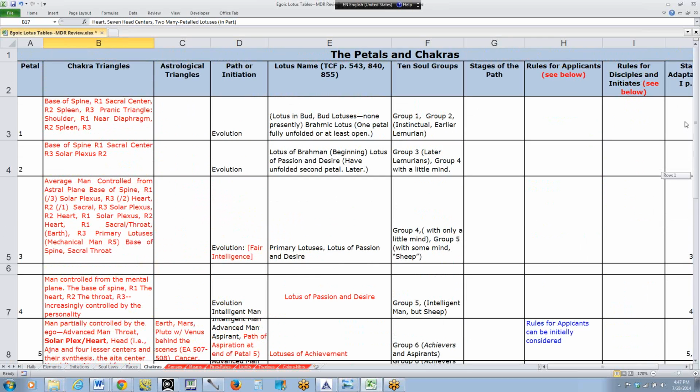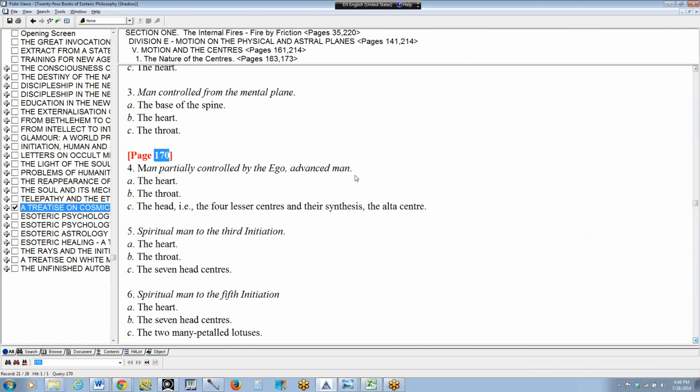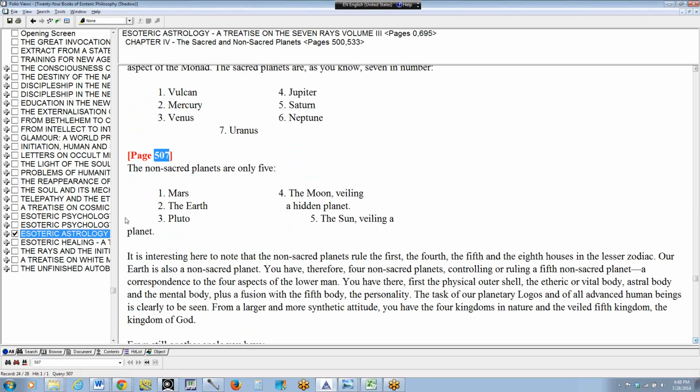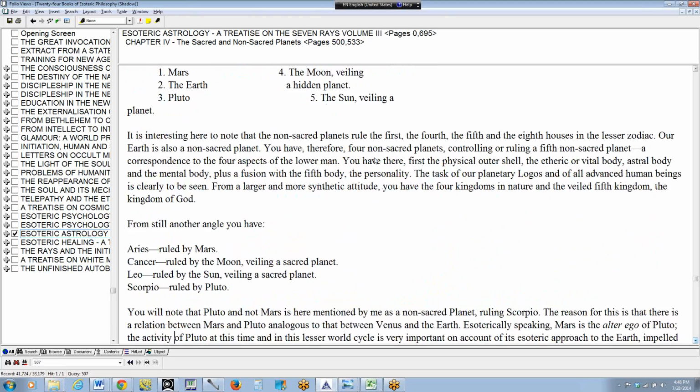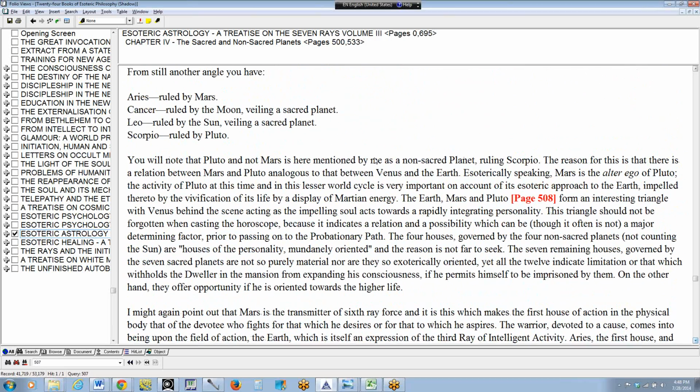We only begin with petal number 5, astrological triangles, Earth, Mars, Pluto, with Venus behind the scenes. So it's interesting that Earth, Mars, and Pluto would represent the personality with Venus as the solar angel. Probably that is what is suggested. Let's turn to page 507 and 508 of Esoteric Astrology and see Earth, Mars, and Pluto. 507 and 508.